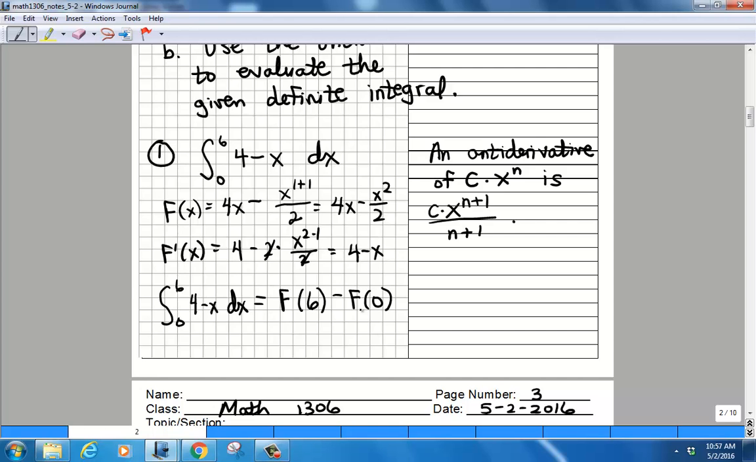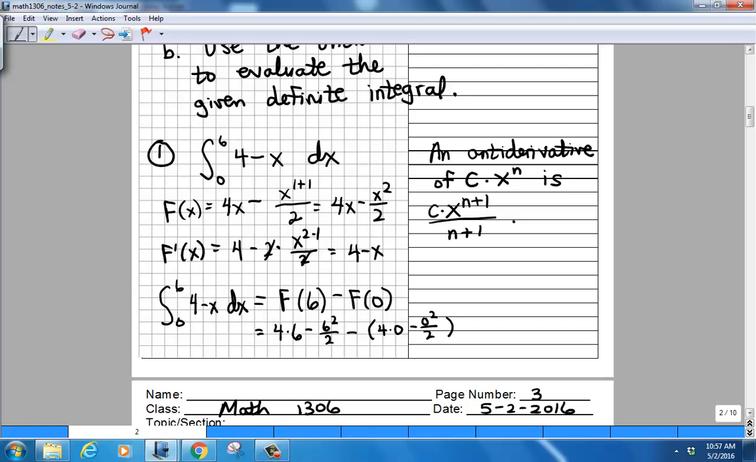All right, let's see what comes out here out of this. All right, so let's take 6 and plug it in here. So I get 4 times 6 minus 6 squared over 2, right? Okay. That's plugging the 6 in, and now you have to also plug in the 0, okay? So that would be 4 times 0 minus 0 squared over 2, right? So I plug 6 in, and then I plug 0 into this formula.